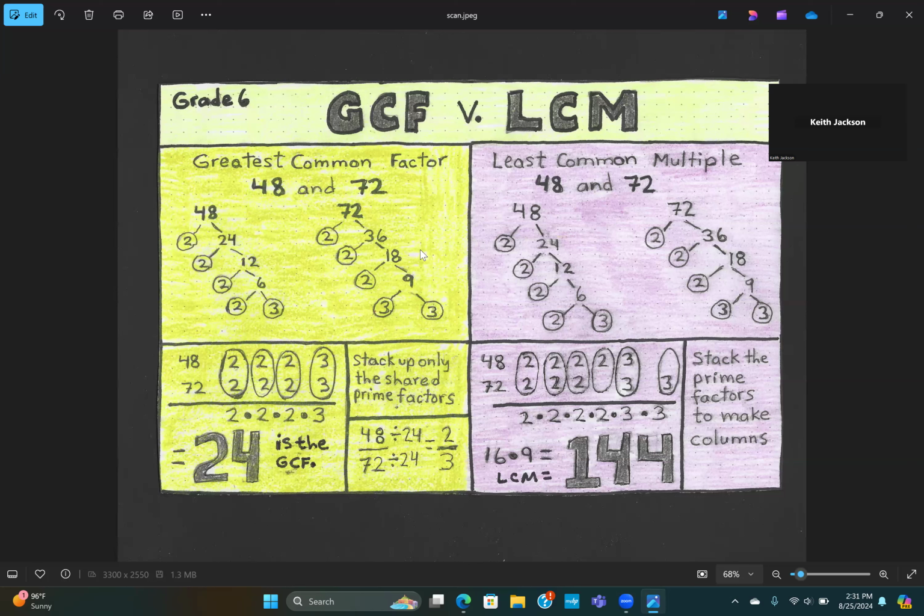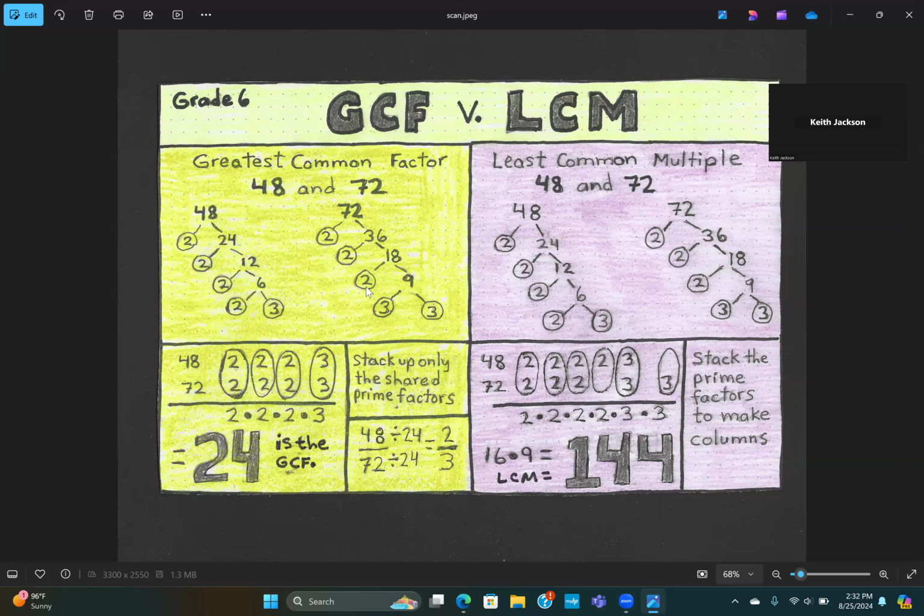What two numbers, when we multiply them together, will give us 18, provided that one of those numbers is prime? That's 2 times 9. And then we could do the same thing with 9. But this time we have to fish out two threes because 3 times 3 will give us 9. And so now we have our prime factors of 72. And what we're going to do is stack up only the shared prime factors.